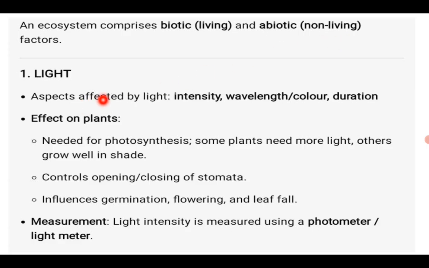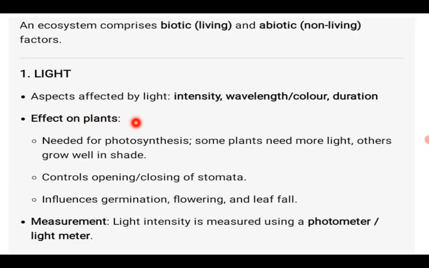So here we have some examples of abiotic factors. Abiotic factors include light. So there's light in an ecosystem. The availability of light would affect the intensity. The aspects affected by light include the intensity of light, the wavelength, duration, like how long there is light, and also the nature of the color of the light and the amount of the light.